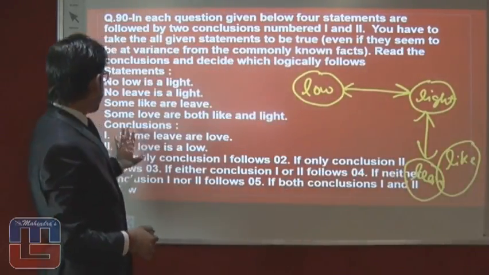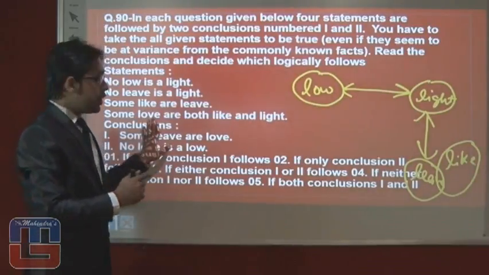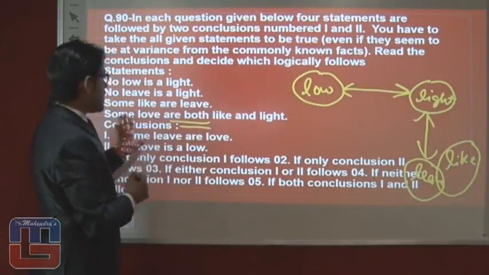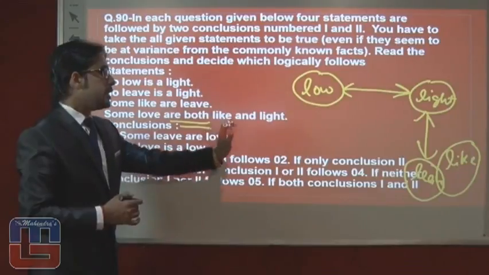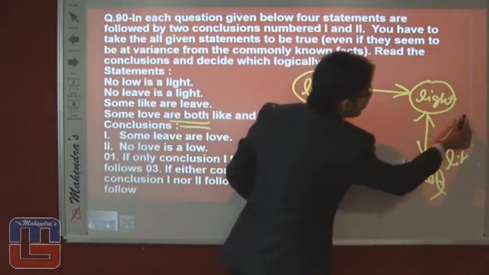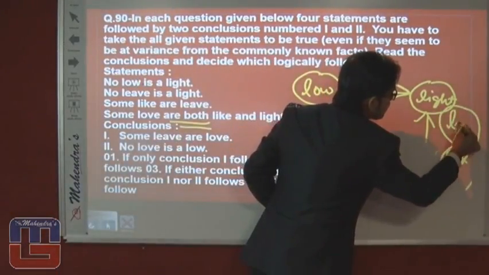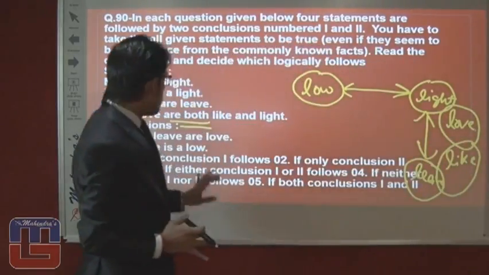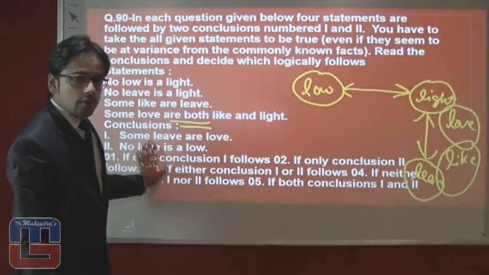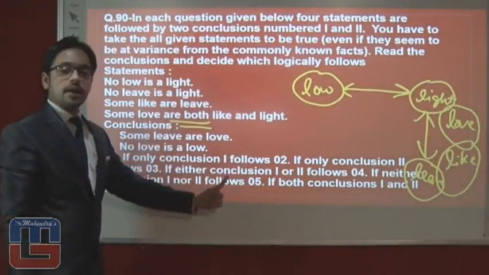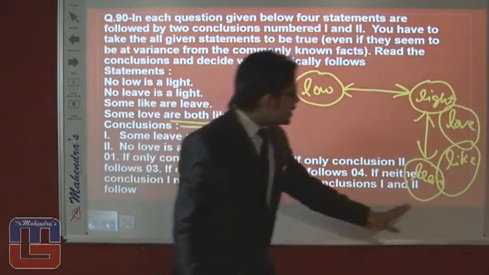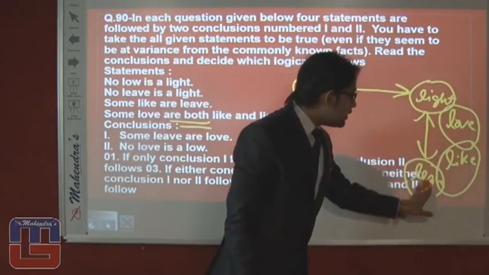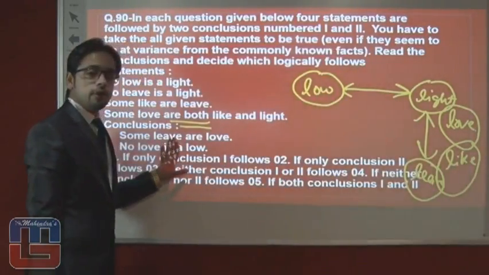And last statement is saying, some love are both. You can see over here, some love are both light as well as light. Let's move on towards the conclusion. First conclusion wants to know some leaf are love. You can see here there is no relation between love and leaf. So first conclusion will be false.